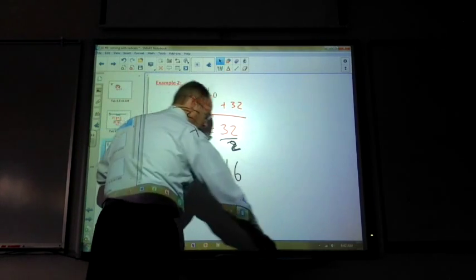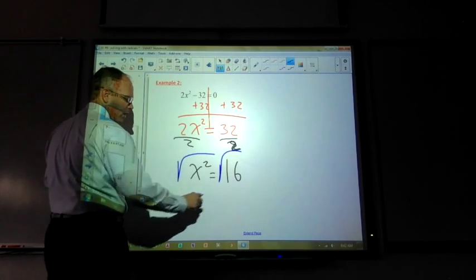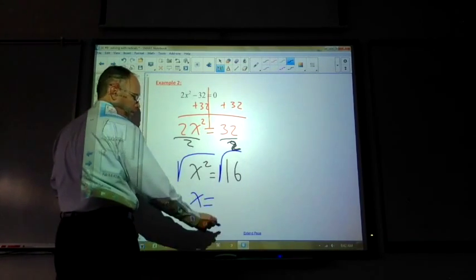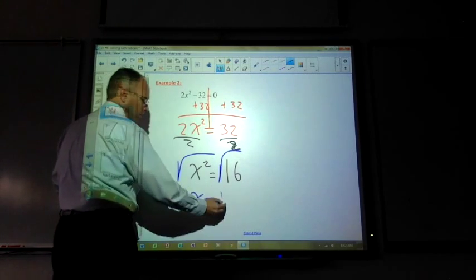16. And if I take the square root of each side, what am I going to get for an answer? Almost. Plus or minus 4. Good.